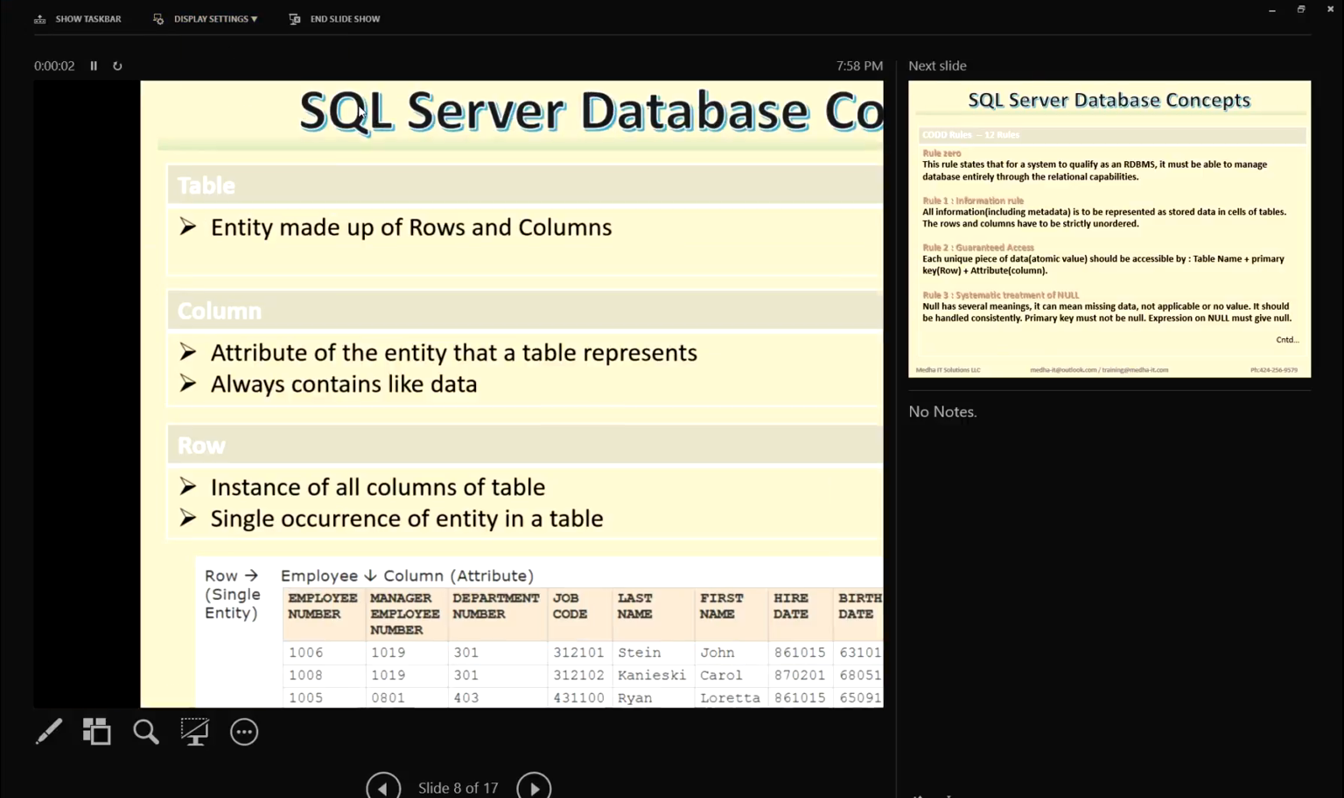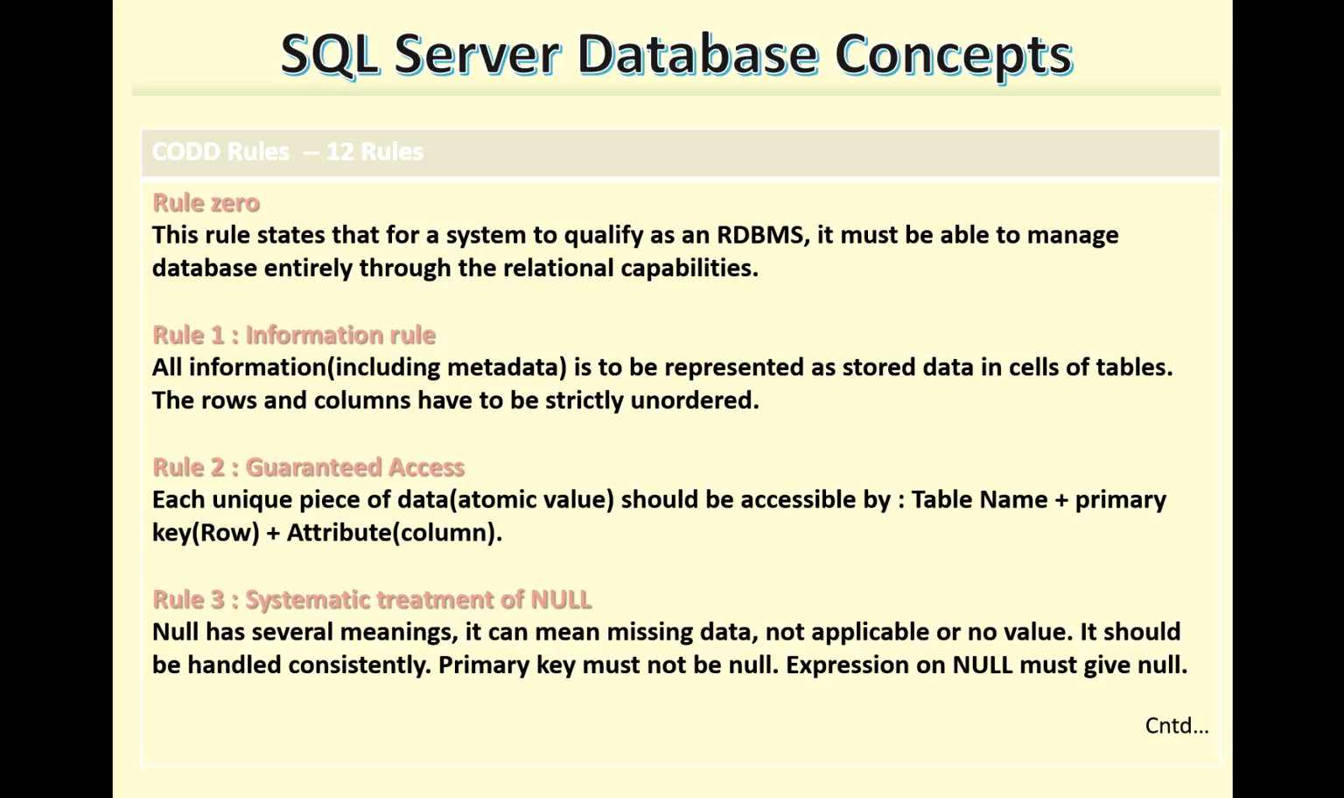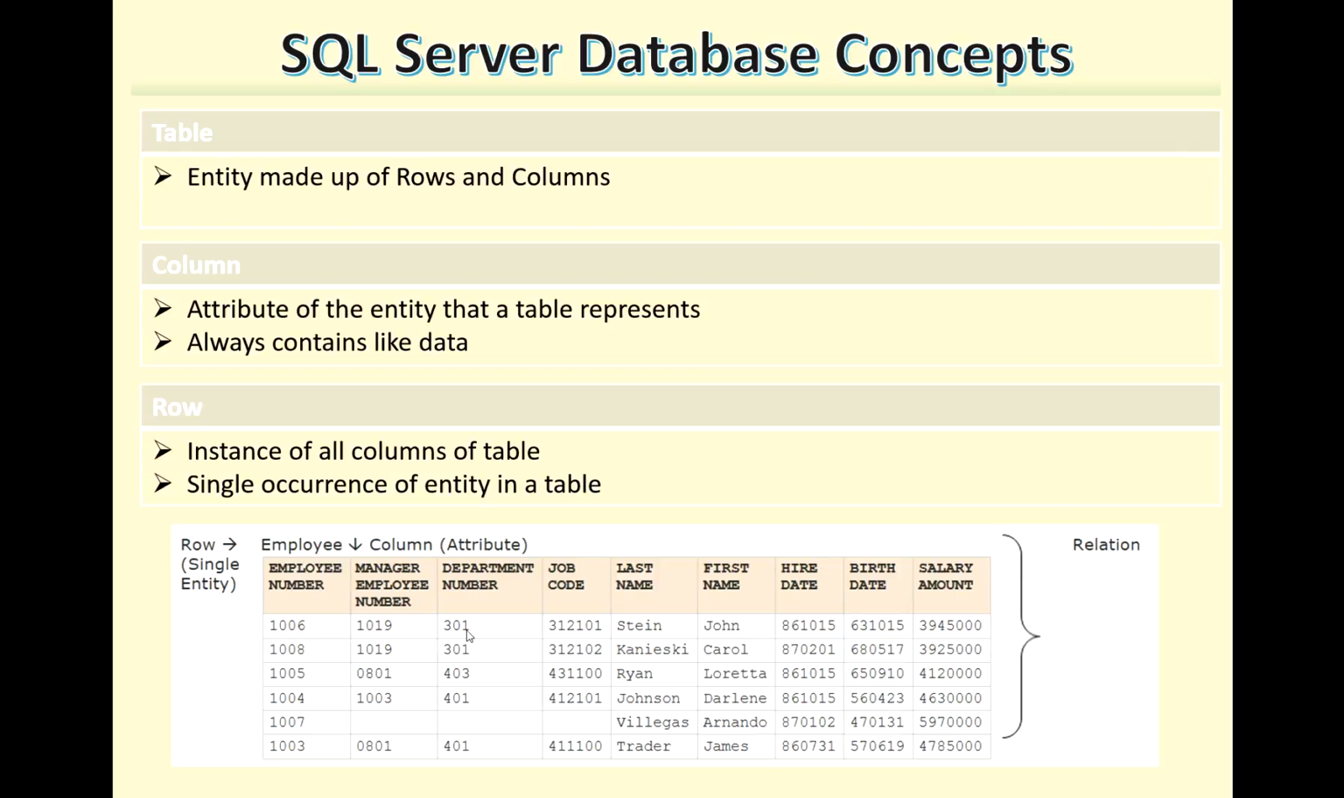Give me 1 second. All the data should be stored in cells. Then guaranteed access. Each unique piece of data should be accessible by table name, primary key, and attribute key. That means each cell in the table should be accessible by using the table name and the column name.